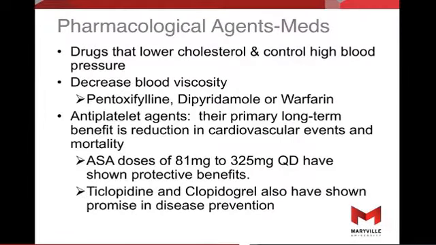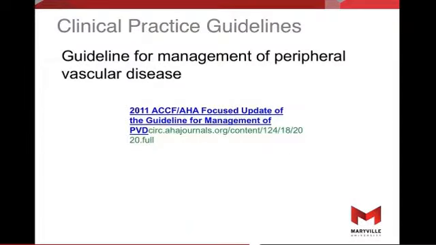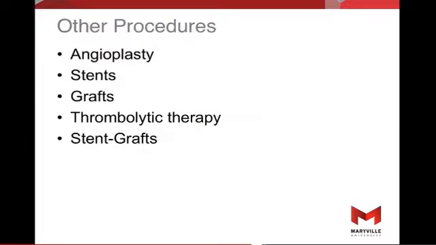Pharmacological agents, drugs that lower cholesterol and control high blood pressure, are go-to first line. You want to decrease blood viscosity, and then antiplatelet agents. Their primary long-term benefits are in reducing cardiovascular events and mortality. So anybody that has coronary artery disease or peripheral vascular disease, go-to is get them on a statin, get them on aspirin. And these are the clinical practice guidelines that you can review regarding management.